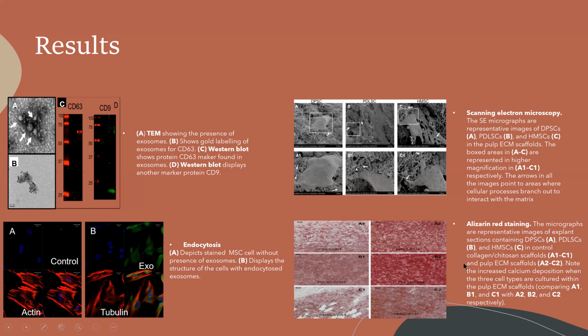And at the bottom to the right, this is a histology experiment, which shows calcium deposition within the control and ECM scaffold implant section, which were analyzed qualitatively using alizarin red staining. This figure shows sections of the pulp ECM scaffolds containing DPSCs, PDLSCs, and HMSCs. And as we can see, a stronger alizarin red staining in the ECM scaffold containing all 3 cell types shows an increased amount of calcium deposition.